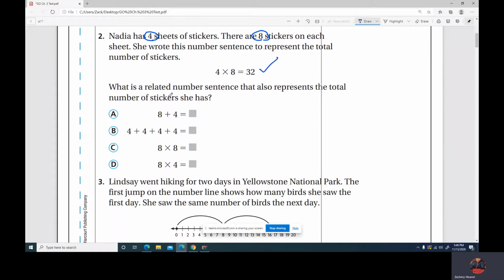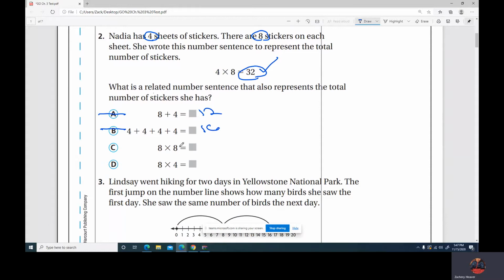But let's see. Which of these related sentences also represents the total? Well, if it represents the total, it has to equal 32. So 8 plus 4 we know equals 12. So that cannot be a problem. That's not an answer. 4 plus 4 makes 8. 8 plus 4 makes 12. 12 plus 4 makes 16. Guess what? That is not equal to 32. That is not an answer.